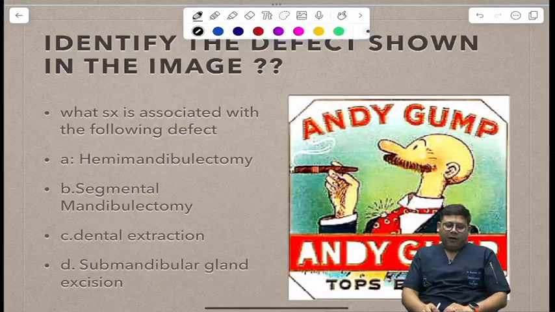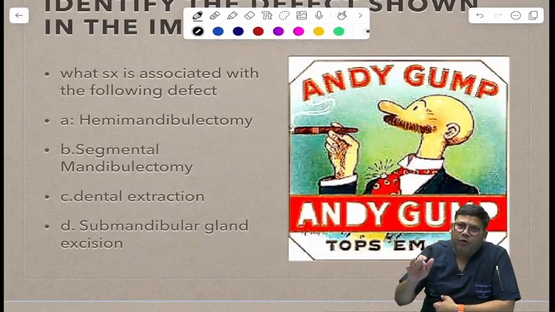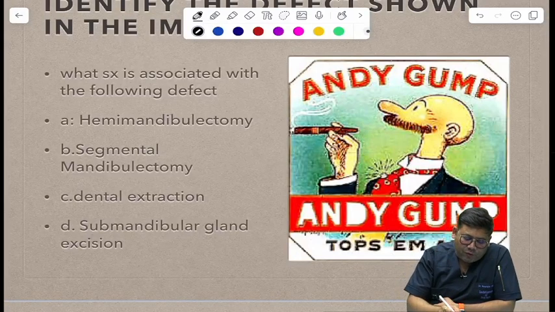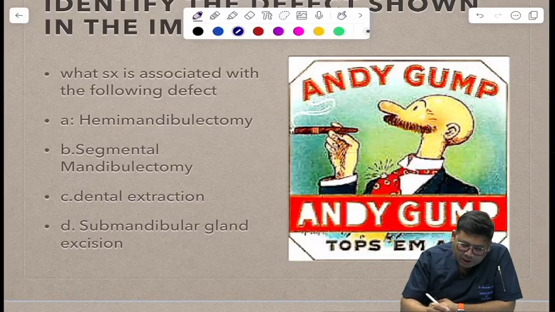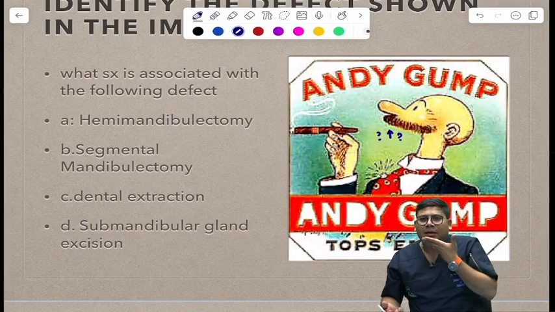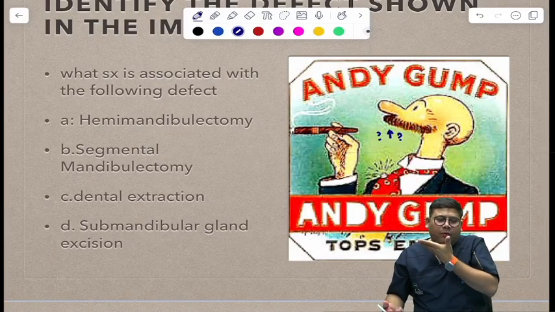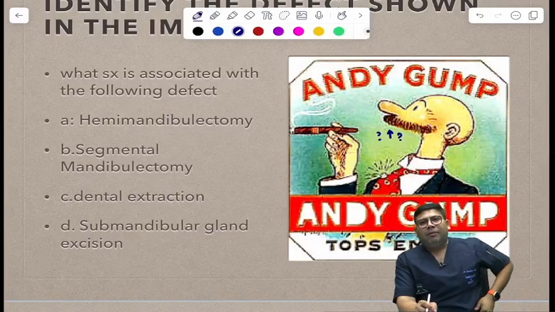Identify the defect shown in the image. Students, this is the historical image of a cartoon character, Andy Gump, and Andy Gump was a bit hysterical. Why was he hysterical? Because if you see carefully, there is no mandible. There is nothing in the lower part, the jaw is not visible. So what is this Andy Gump deformity?